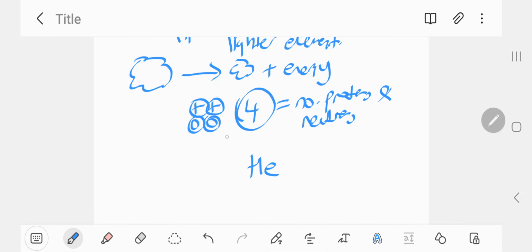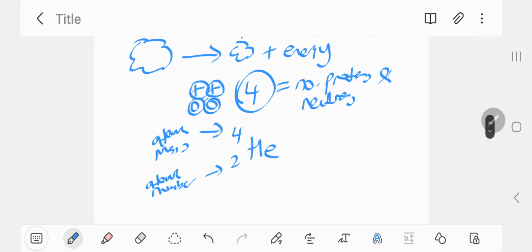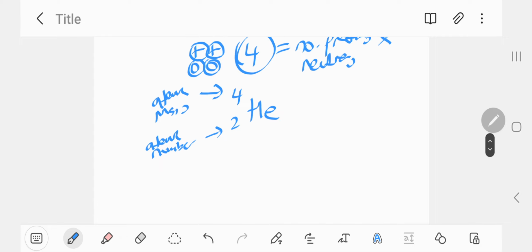Nuclear physicists write it like this: He for helium, 4 at the top, 2 at the bottom. 4 is the atomic mass. In radioactive decay equations, they put the atomic mass, the bigger number, at the top. At the bottom is the atomic number, which is how many protons it has. So helium has an atomic number of 2 because it has two protons.